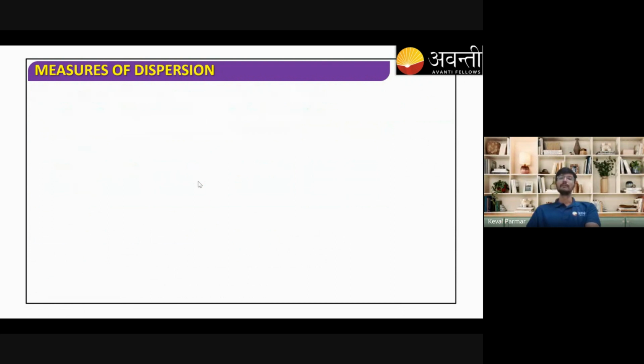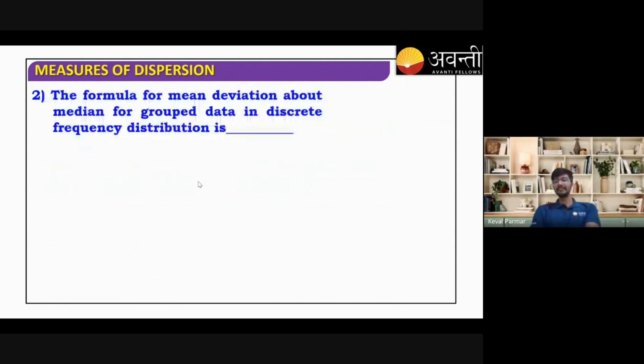Chalo. The formula for mean deviation about median for grouped data. Now please remember, guys, there are two types of data, correct? Grouped and ungrouped. For ungrouped data, in the formula, the only difference is we just do not multiply by f, which is frequency. Why? Because in ungrouped data, we don't have frequency, we just have random numbers.